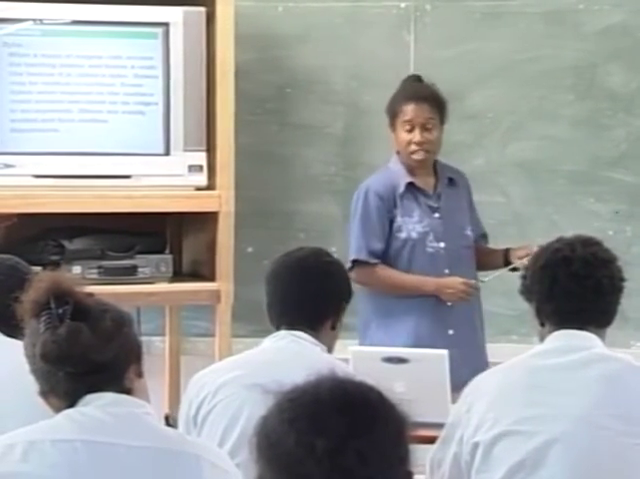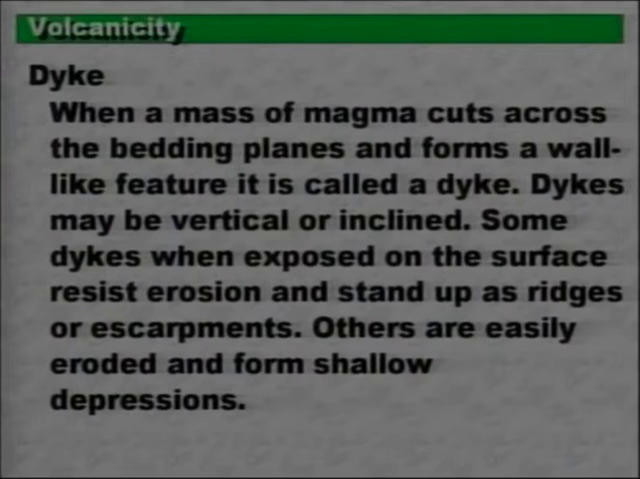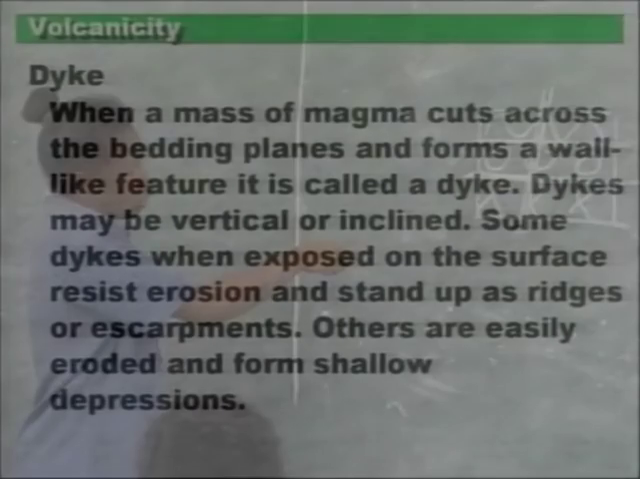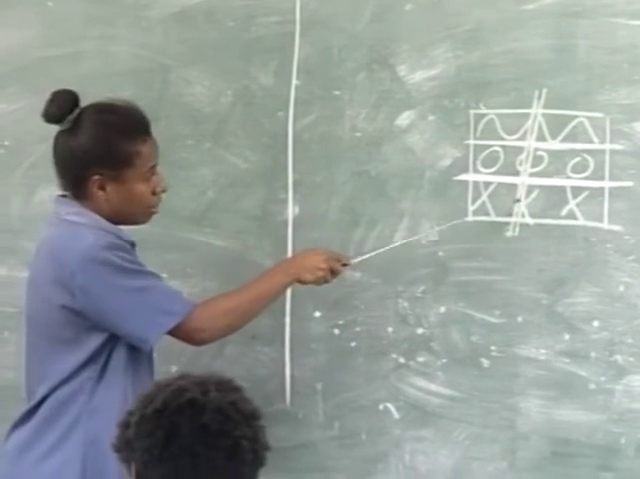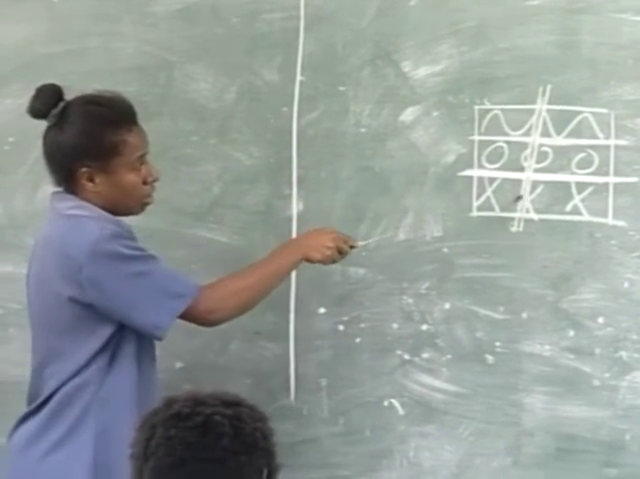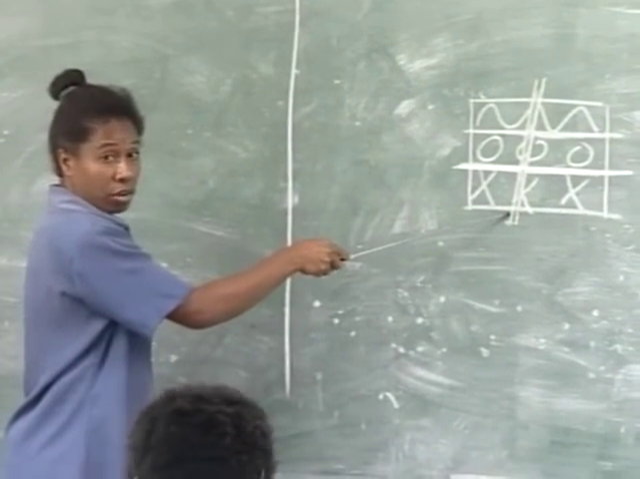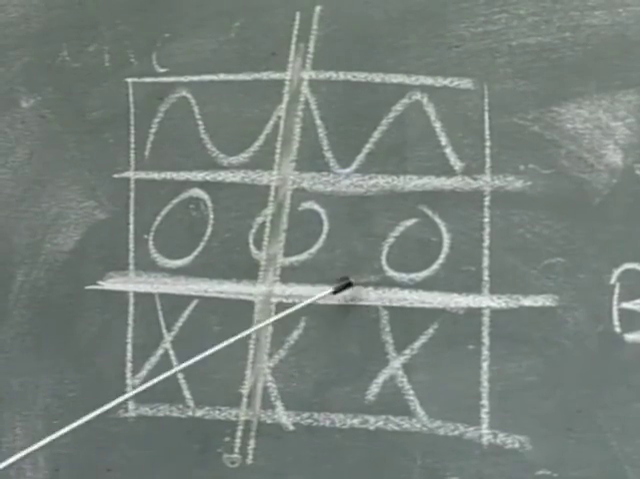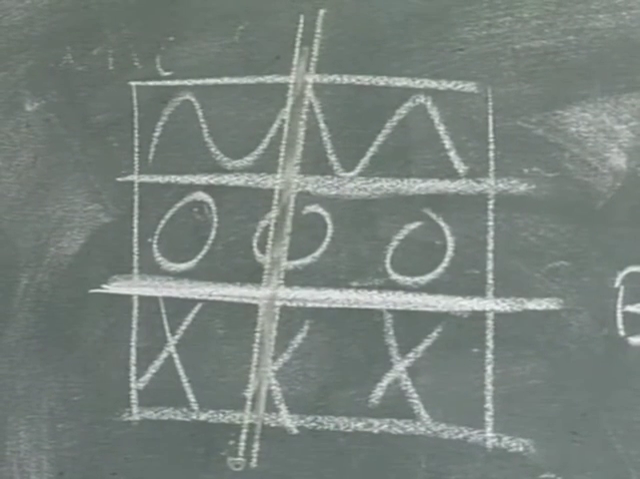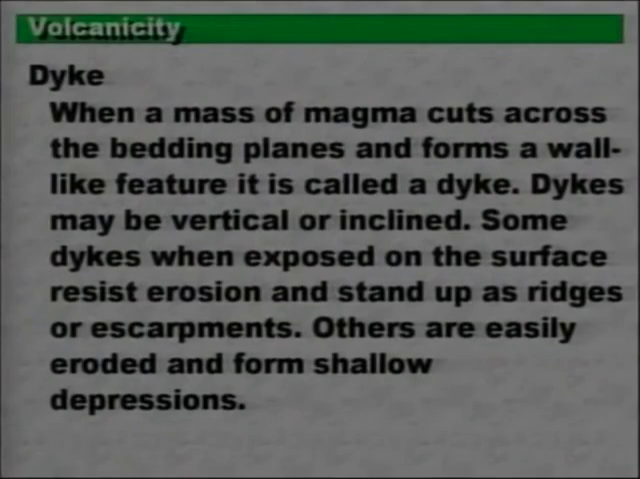The next feature is that of a dike. When a mass of magma cuts across the bedding planes and forms a wall-like feature, it is called a dike. I've illustrated with a simple diagram here. When we talk about cutting across a bedding plane, you note it is going to be a vertical fault or crack where it cuts the bedding plane. Dikes may be vertical or they may be inclined.